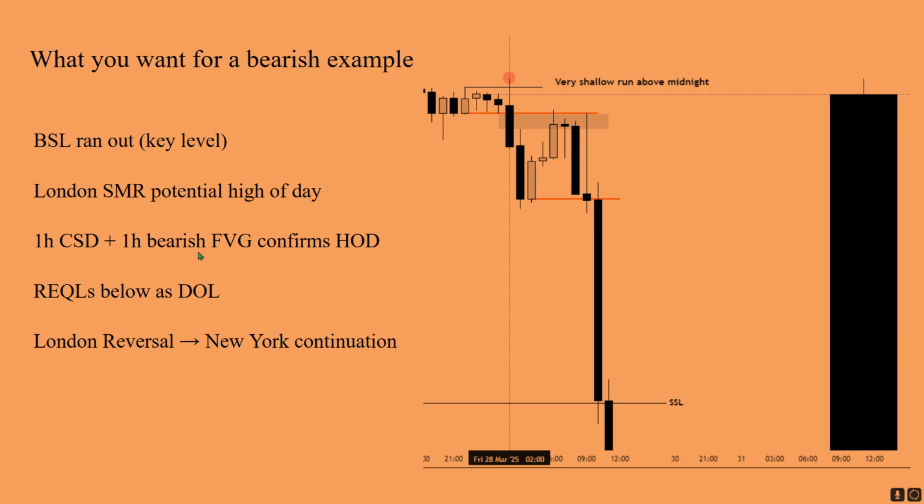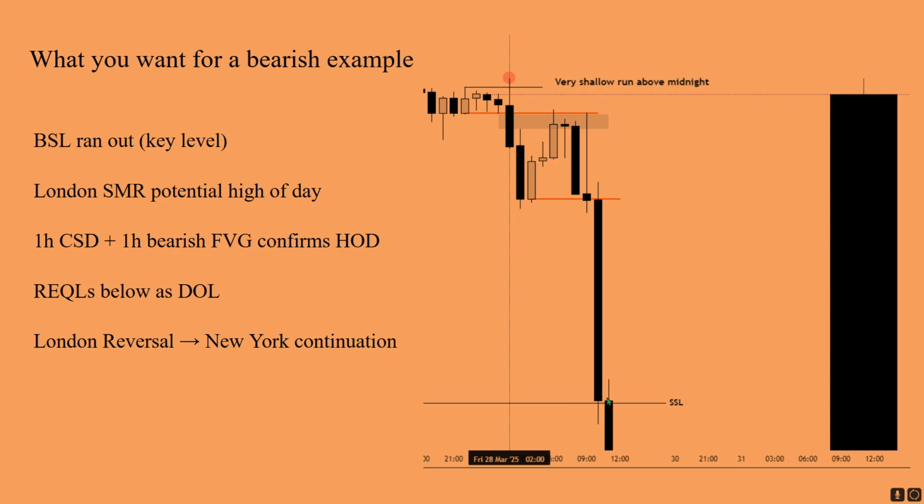You have a 1 hour change in the state of delivery, annotated right here by this orange line. A 1 hour bearish fair value gap created here. Why are fair value gaps important? They indicate speed and displacement. A lot of people use them in the wrong ways. What you want to be focusing on is, when you're trading away from a key level, which is this high, is there displacement? And how do you know if there's displacement? Fair value gaps are left behind. That indicates speed.